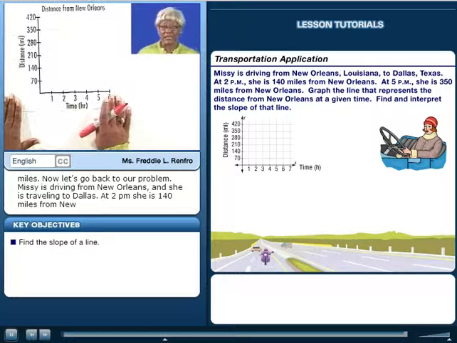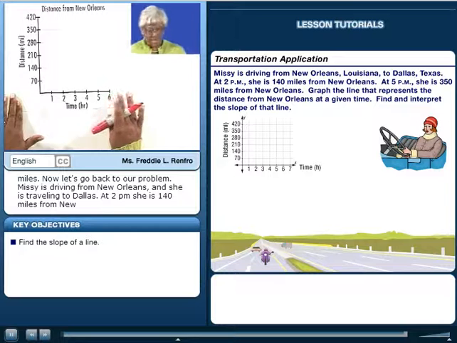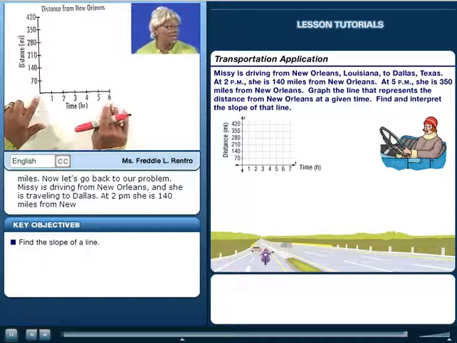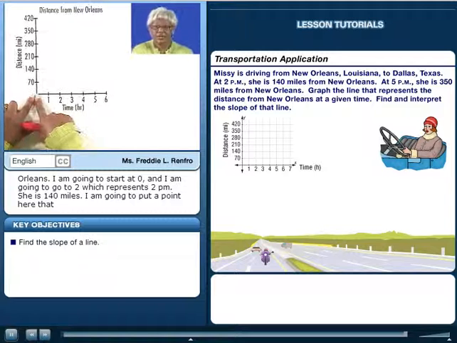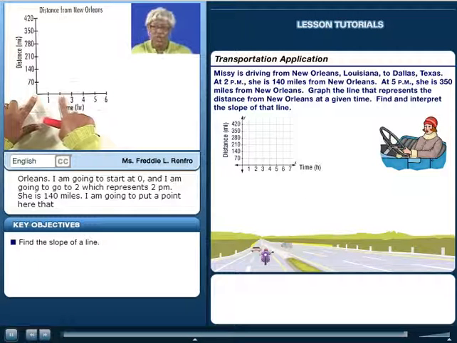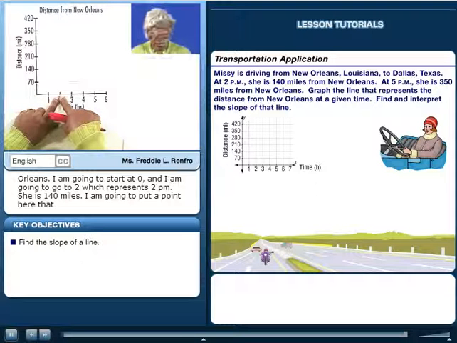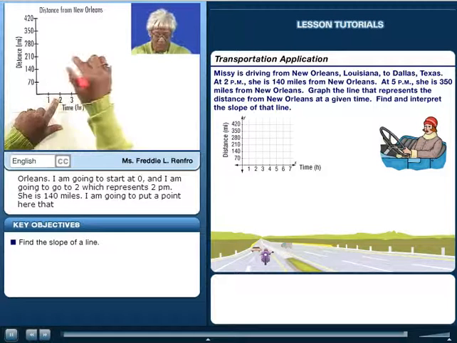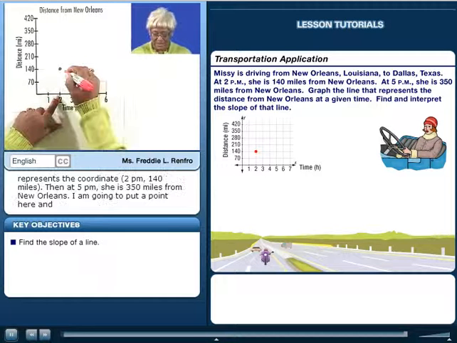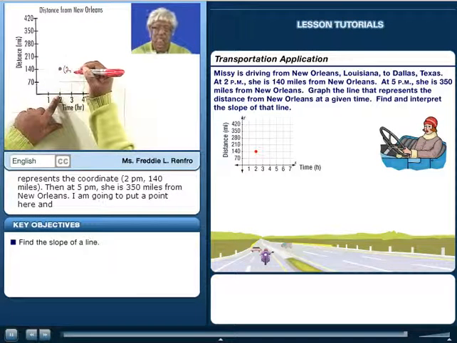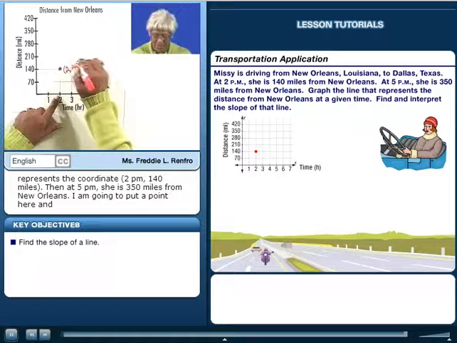She's driving from New Orleans, Missy is, and she's going to Dallas. At 2 p.m., she is 140 miles from New Orleans. So I'm going to start at 0, and I'm going to go to 2, which represents 2 p.m. She is how much? 140 miles. So I'm going to put a point here that represents the coordinate 2 p.m., 140 miles.